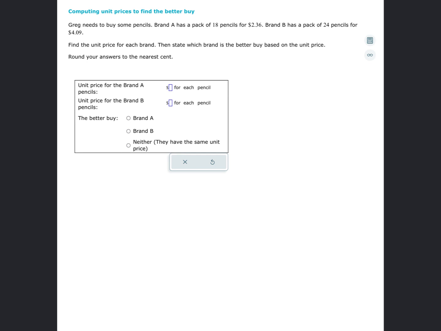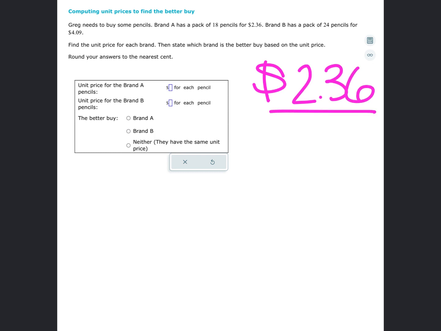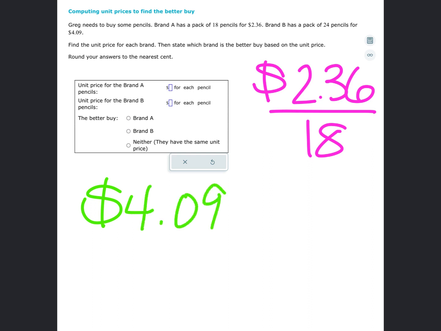So let me show you how this goes. I'm just going to show my work real quick. We always start with our money. So this is brand A. It's $2.36 divided by those 18 pencils. And then brand B is going to be, start with the money, always start with your money, $4.09. And I am dividing it by the 24 pencils that I get.